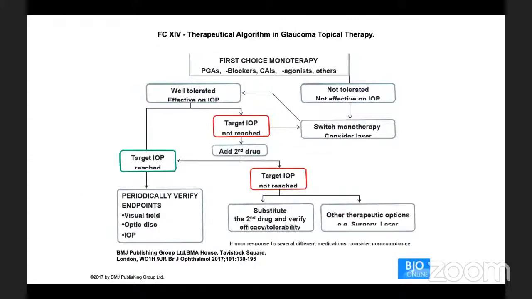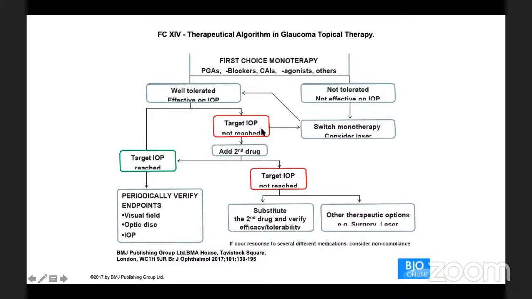This actually shows the algorithm of a patient starting medication or therapy with the first choice monotherapy. And if the treatment is well tolerated with effective control of the intraocular pressure at the target intraocular pressure, then the periodic monitoring with the visual field at 6 months, the optic nerve, and the intraocular pressure.